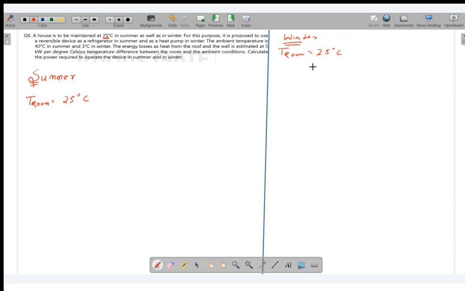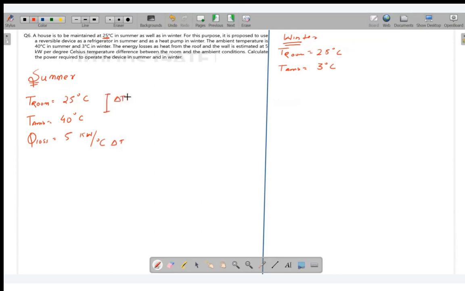For this purpose, it is proposed to use a reversible device as the refrigerator in summer and heat pump in winter. The ambient temperature is 40 degrees Celsius. So T ambient is equal to 40 degrees Celsius in summer, and T ambient is equal to 3 degrees Celsius in winter. The energy losses as heat from the roof and the wall is estimated to be 5 kilowatt per degree Celsius temperature difference between the room and the ambient. So Q lost is 5 kilowatt per degree Celsius.